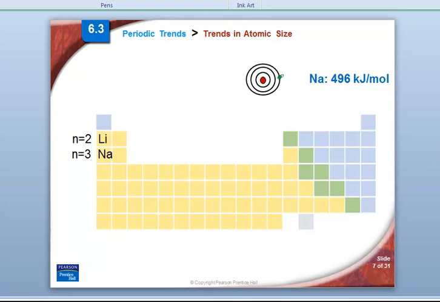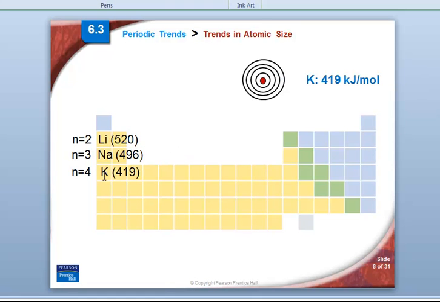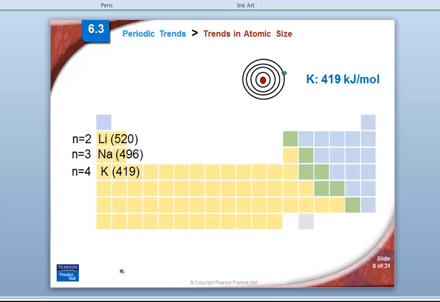And then if we go down the table even further, let's get to potassium. Potassium has 4 shells, and so its valence electron is even further from the nucleus, and as you might expect, it's even easier to get that one off, 419 kilojoules per mole. So over here are all the energies, so you can see there's a trend as you go down a group. It gets easier to pluck off that electron because they're getting further from the nucleus.